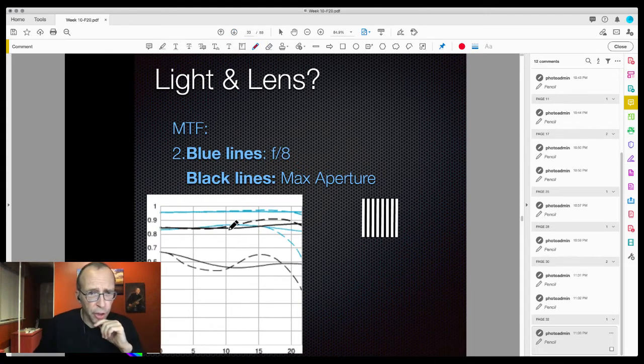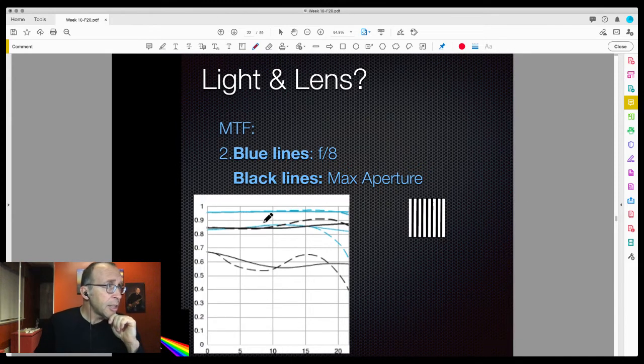So the other thing that I'll draw your attention to is there are some blue lines, and there are some black lines, and there's some solid lines, and there's some dashed lines, and there's some thick lines and thin lines. So let's talk about those lines. So first thing we'll talk about is the fact that there's blue and black. So the blue lines represent when the lens is at f8. The black lines represent when the aperture is wide open. So we're testing our lenses at those two apertures, okay?